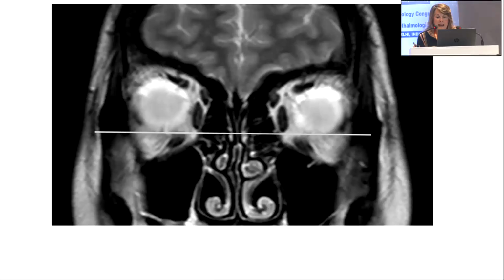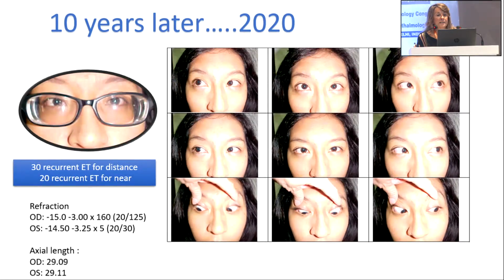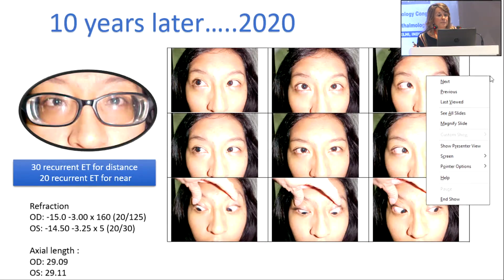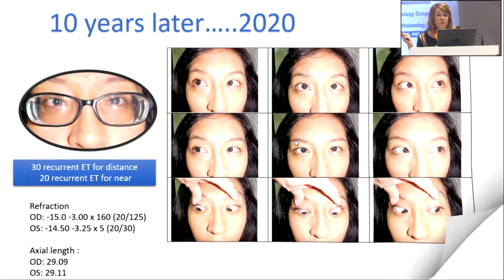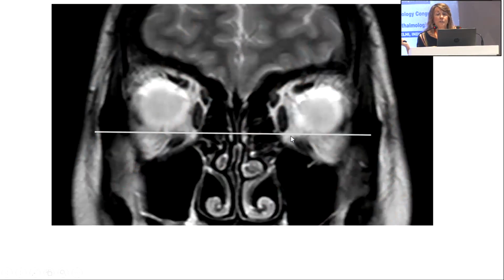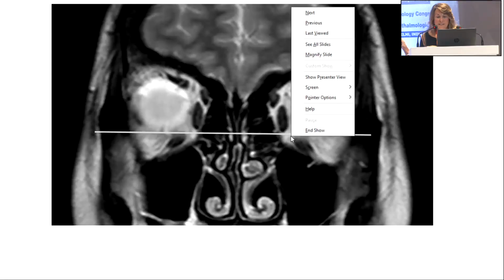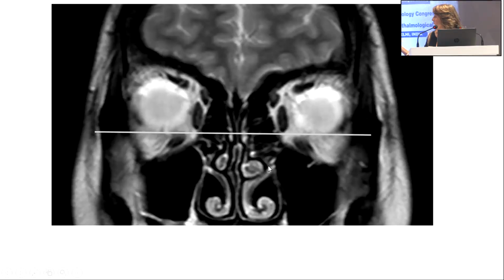But she comes back 10 years later, 20 years now, and she had a recurrent esotropia of 20 prism diopters for distance and for near, with an axial length of almost 30 millimeters. Now I could obtain the images. You can see that the lateral rectus were not displaced, but remember that I already elevated those lateral rectus with a non-absorbable suture. But you can see that the superior rectus were nasally displaced.